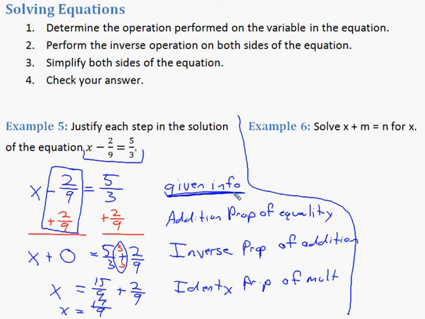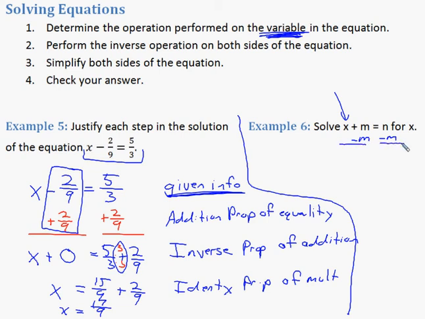Okay, the next one is called a literal equation. There's no numeric values in here, there's variables. It says solve x plus m equals n for x. So we want to solve for x. That's our main variable. So determine the operation performed on the variable. There's all variables here, but our main one here is x. So what is happening to x? Well, we see that m is being added to it. So we want to do the inverse of adding, and so we would subtract m from both sides.